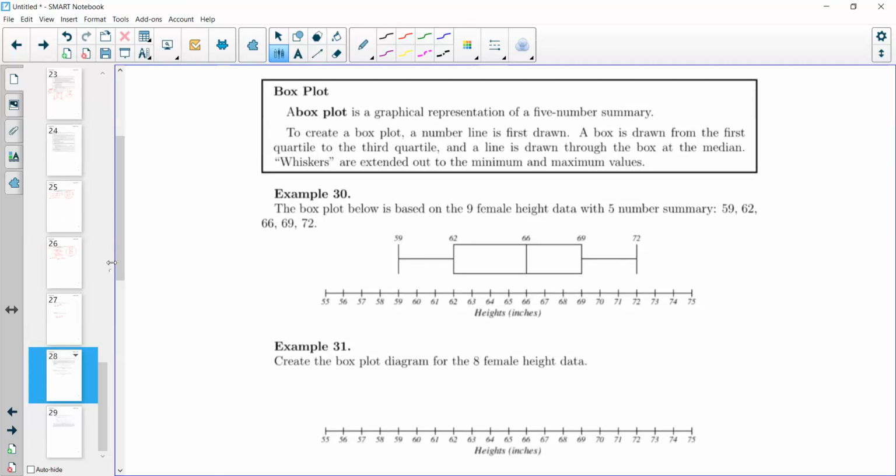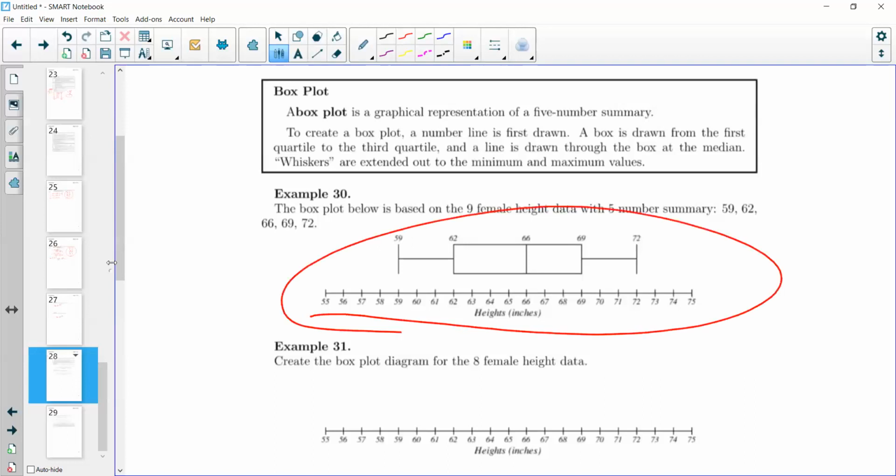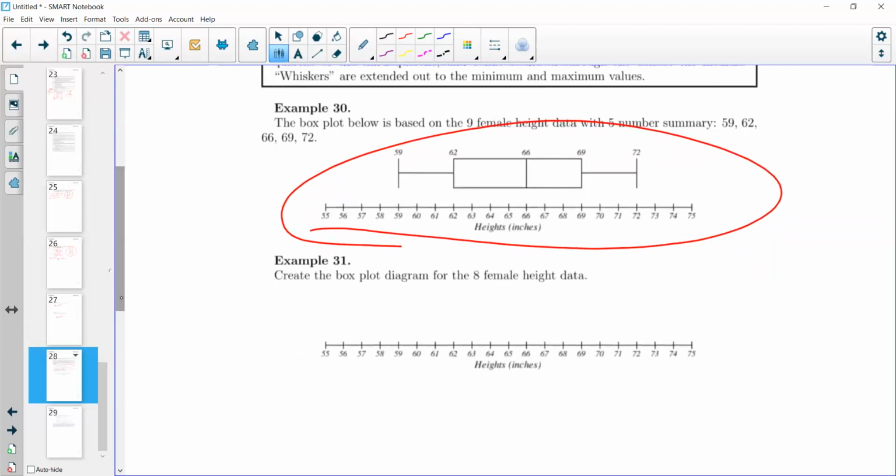A box plot is a graphical representation of a 5-number summary. To create a box plot, a number line is first drawn. A box is drawn from the first quartile to the third quartile, and a line is drawn through the box at the median. Whiskers are then extended out to the minimum and maximum values. So here is the box plot for the 9 female height data. Now we want to create one for the 8 female height data. So I need your help.